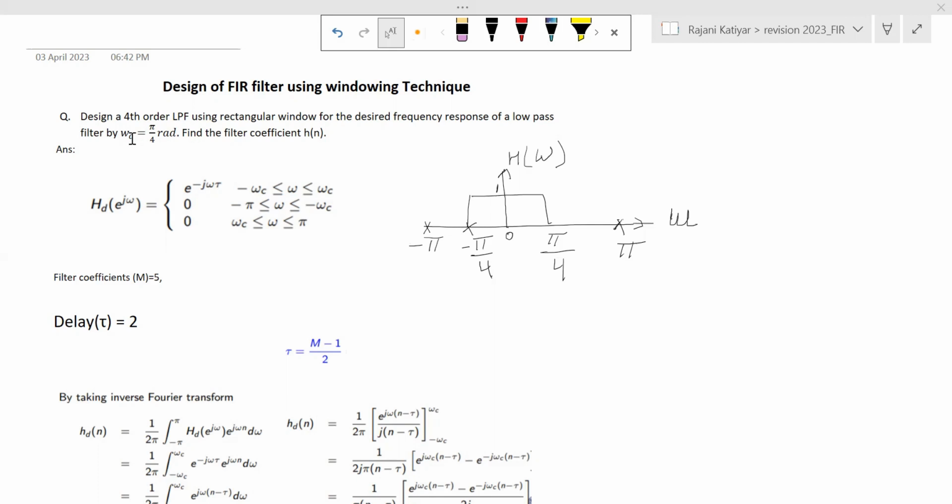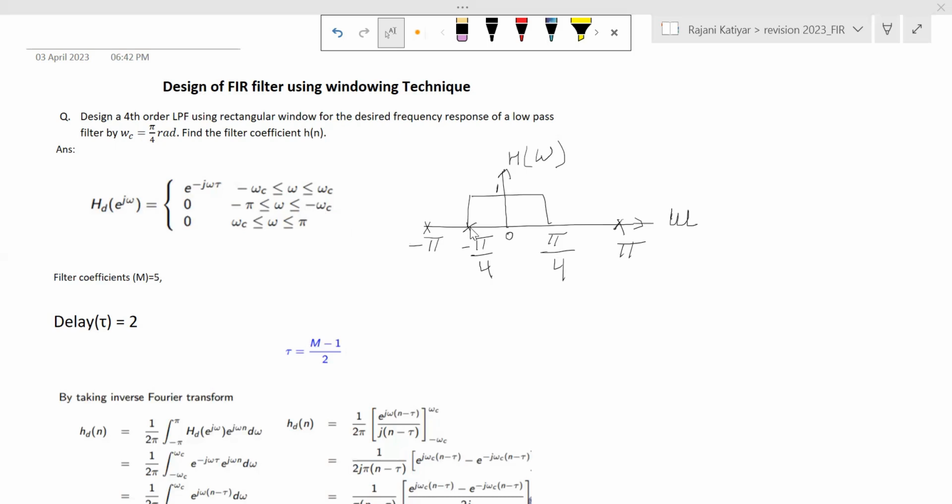Now the cutoff frequency for the filter is π/4 radian, and the given frequency is digital because the unit itself is given in radian. With this information, first we'll try to draw it graphically, and afterwards we'll interpret it in the form of a mathematical equation. Graphically, in the filter characteristic, omega is the x-axis and H(ω) is the filter response, which here basically consists of the magnitude response.